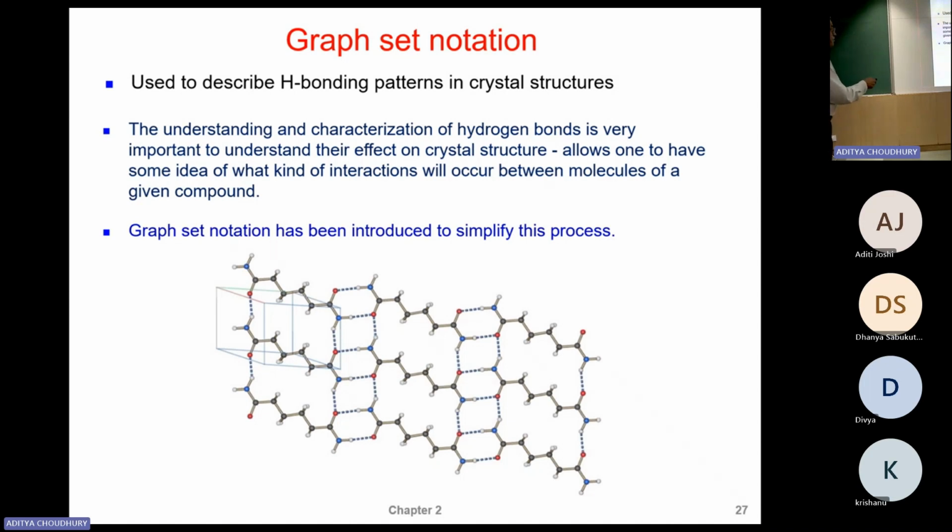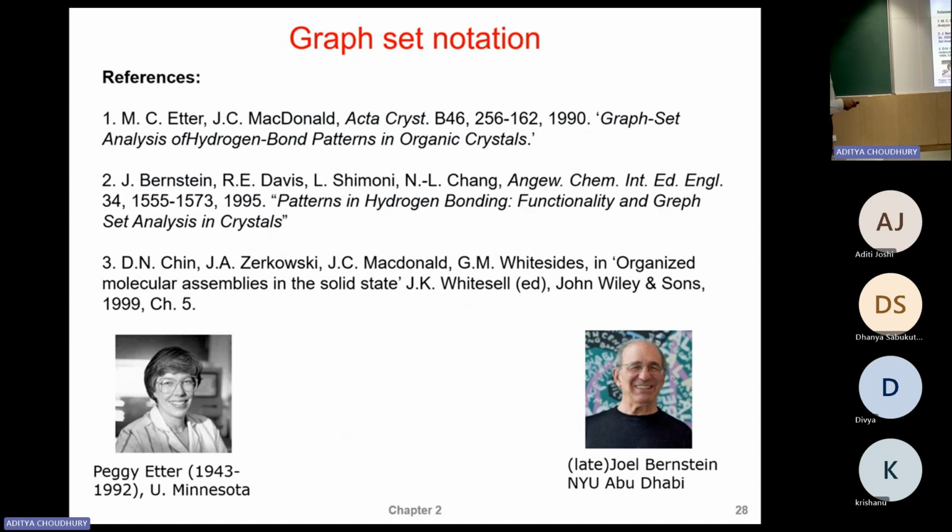It is used to describe the hydrogen bonding pattern. It's a formula, a symbol, and once you derive the symbol, it will tell you what kind of hydrogen bonding pattern is there. The understanding and characterization of hydrogen bonds is very important to understand the effect on crystal structures. For all these things, graph set notation simplifies the process. It was created by Etter et al., and then a few others took it over, though they are no longer alive. Bernstein is another one. The literature is actually very old.